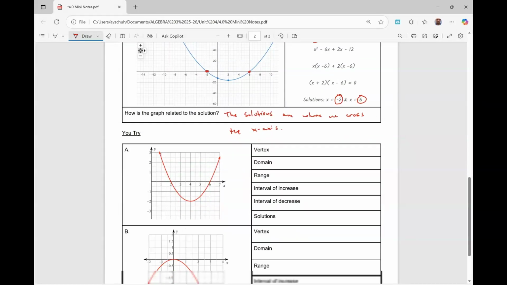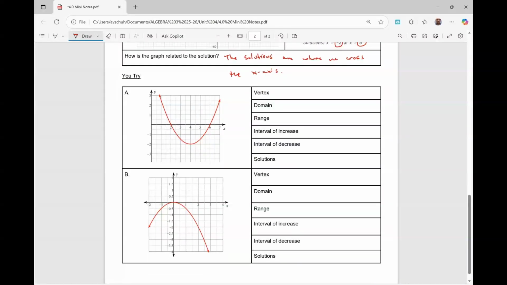So you are going to try 2 of these: vertex, domain, range, interval of increase, interval of decrease, everything we talked about on the front page. And then all you have to do is pick out your solutions. When we pick out a solution, so on this first one, I should be able to see that there's 2 solutions here. We want to say x equals whatever our first number is. And again, it's not going to be hard. You're not solving here. You're just picking it out on a graph. You're identifying a number. So all you would have to say is x equals your first number, and you'd say x equals your second number.